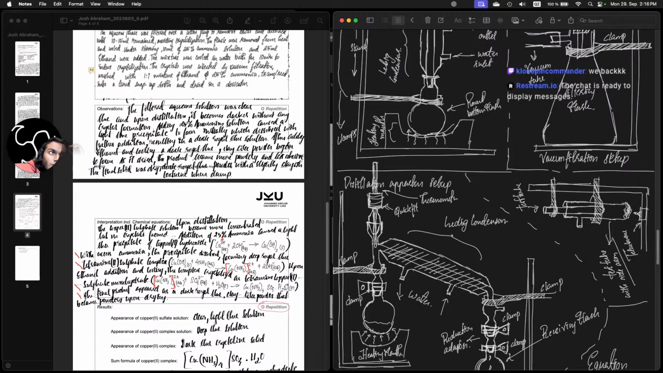Forming a deep royal blue tetraamine copper(II) sulfate complex. Tetraamine copper(II) sulfate complex. Tetraamine copper(II) sulfate monohydrate.